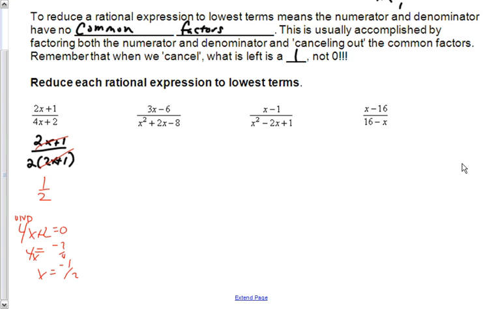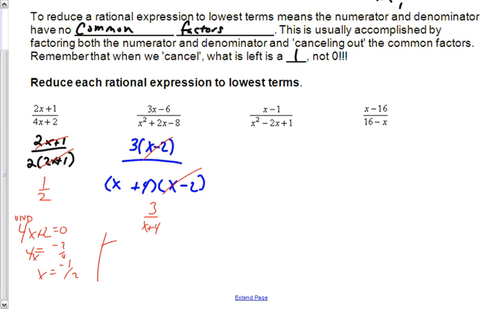Let's take a look at the next one. 3x minus 6 can be factored by taking a 3 out: 3 times x minus 2. Well, the bottom can be factored as well. I'm going to go with x plus 4 and x minus 2. The bigger one is positive and the other is negative. Now, if we did this right, all I've got to do is cross out common factors. I want to cross out that one and that one, and I get 3 over x plus 4. That's the reduced form.